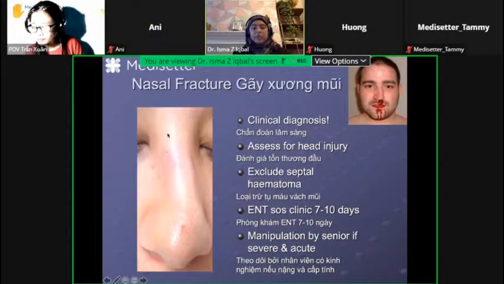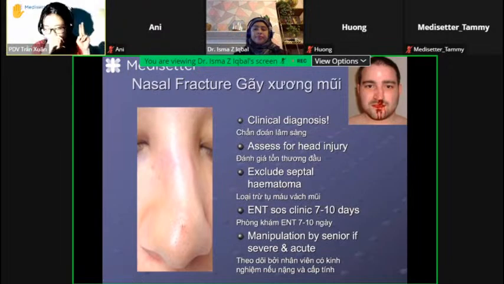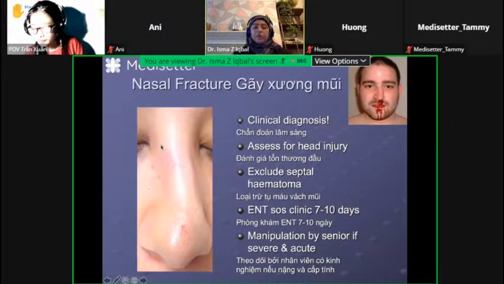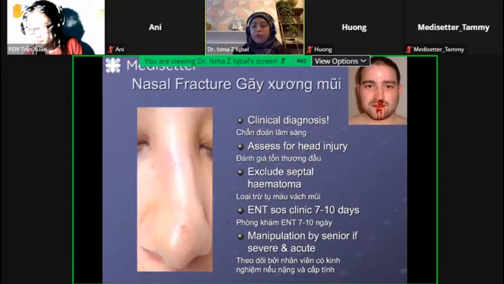We would put some anesthetic on either side of the bridge of the nose, straight onto the bone. And then we would extend the anesthetic down the sides of the nose. We would also spray the inside of the nose with local anesthetic.